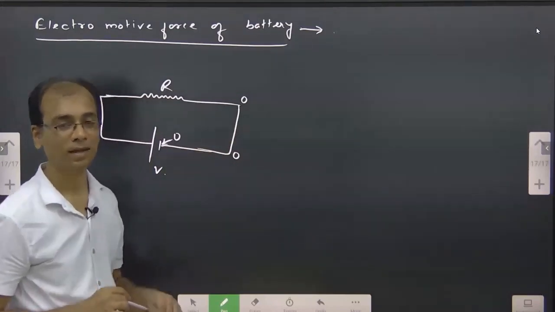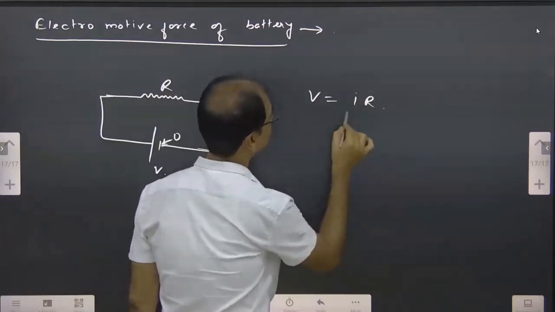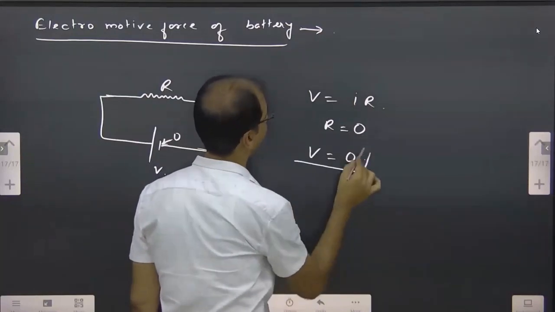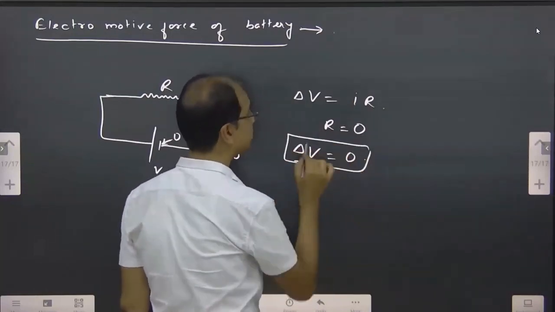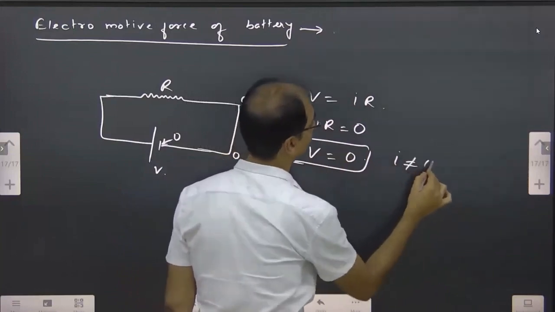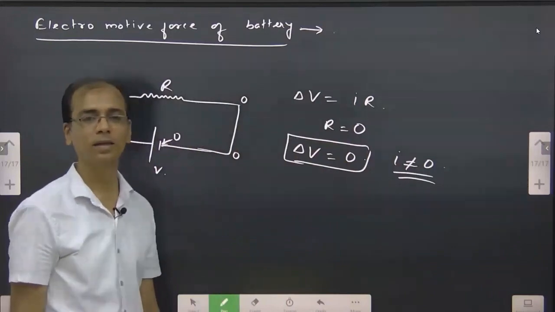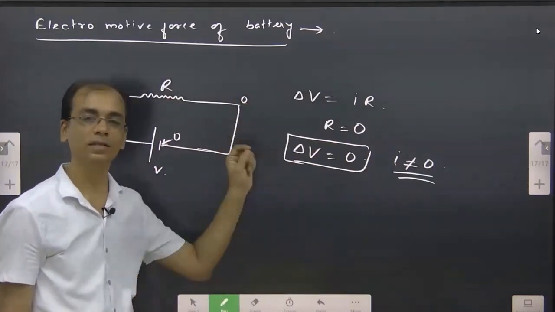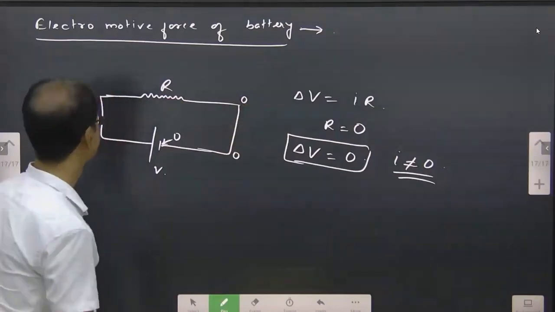Current is there. Okay. Because V basically is what? I into R. Because R is zero, V is becoming zero, or potential difference is becoming zero. Current is there. Current is not zero. Resistance is zero. So in connecting wire, yes, here and here there is no potential difference. It is because resistance is zero. So current is there.